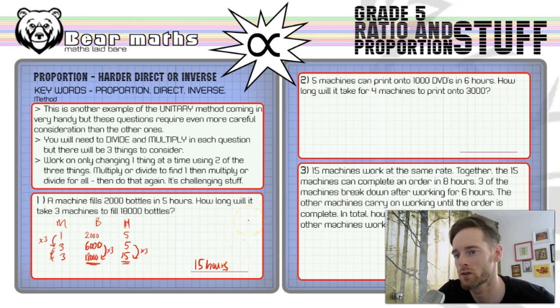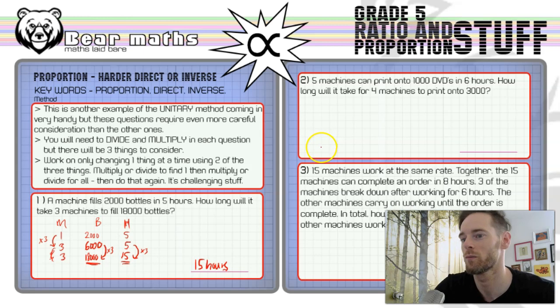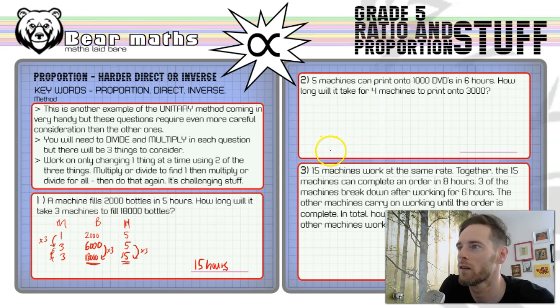I think it's a pretty tricky question, but they do get trickier than that, and this is one of the other 2 that I provided for you. The second question says that 5 machines can print onto 1,000 DVDs in 6 hours. How long will it take for 4 machines to print onto 3,000? The 3 things we've got here are the machines, the number of DVDs, and the hours it takes.